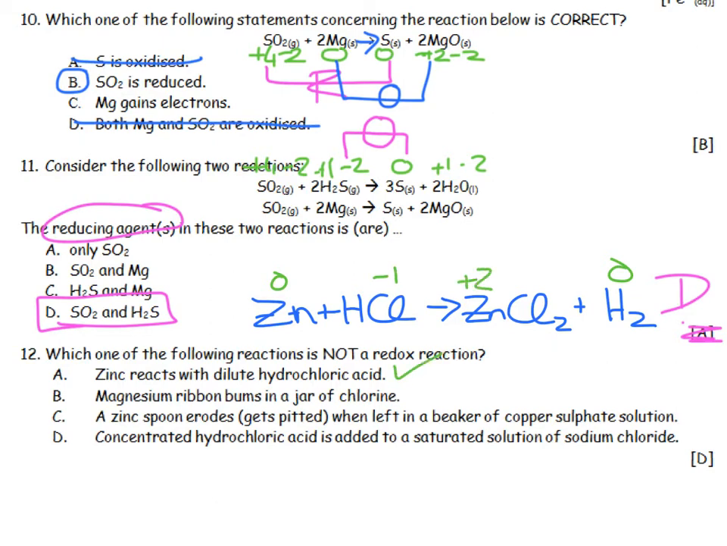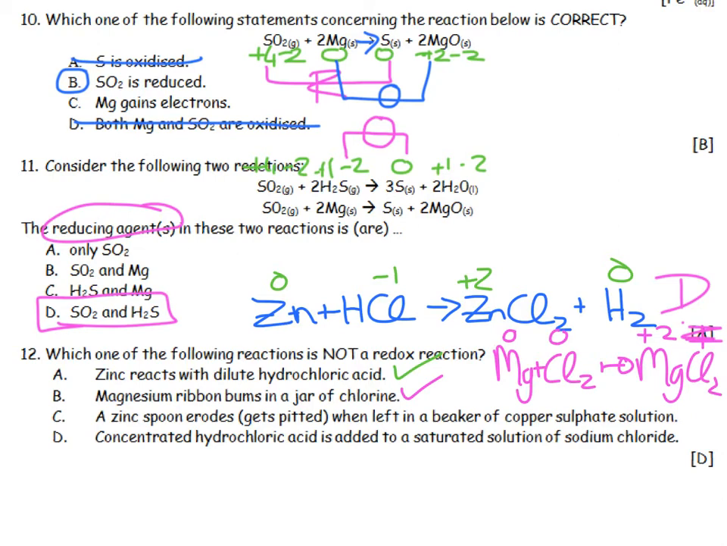Magnesium burns in chlorine. Let's think it through, even if we haven't done it. Magnesium and chlorine has a pretty good chance of forming something called magnesium chloride. I think that's reasonable to assume. 0, 0 because they're on their own. +2 and -1, there's been some reduction and oxidation going on.